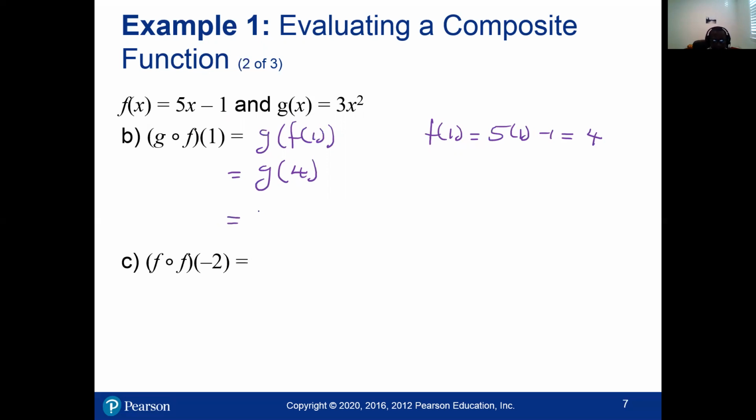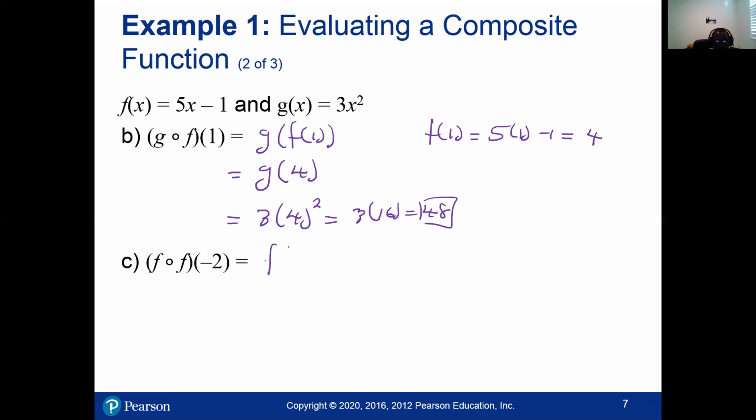And then this is 3 times 4 squared. Okay. And that is equal to 3 times what? 16. That is equal to 48. Okay.